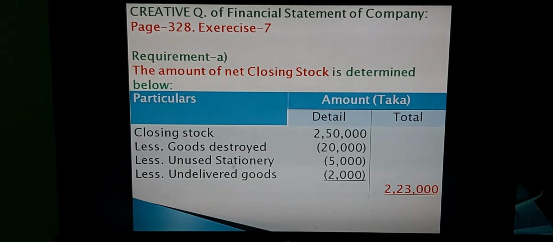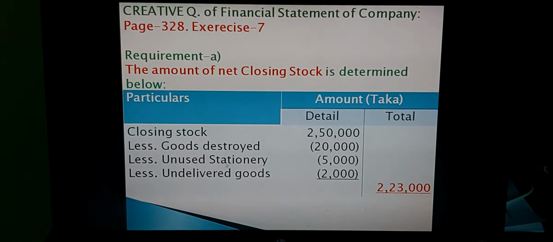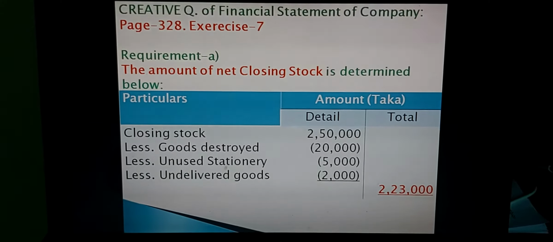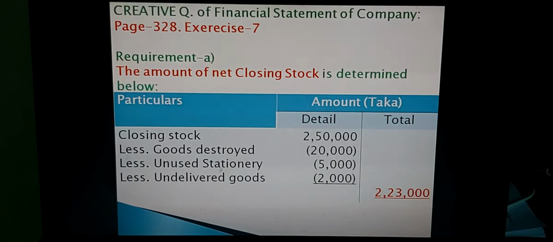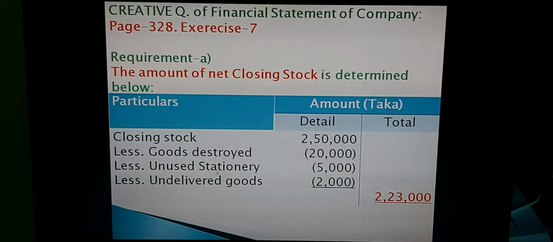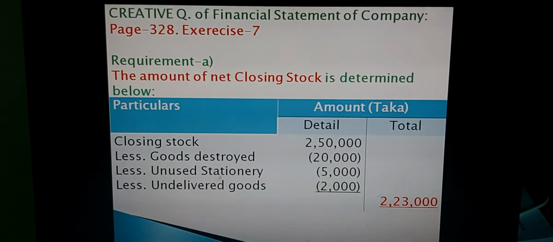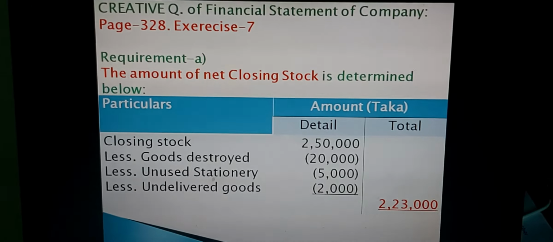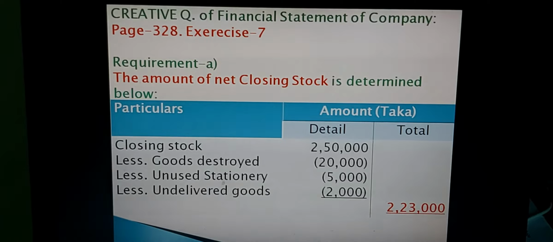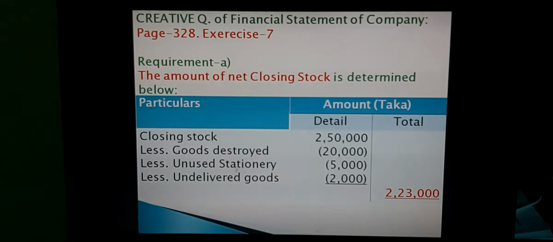Another adjustment available for closing stock, adjustment number 4, undelivered goods included in stock. This adjustment must also be deducted from the closing stock amount, that is taka 2,000. So at this moment the net amount of closing stock is taka 2,23,000, to be shown in the outer column. So this is the result: the net closing stock amount is taka 2,23,000.